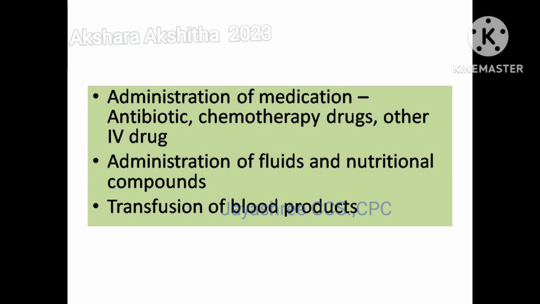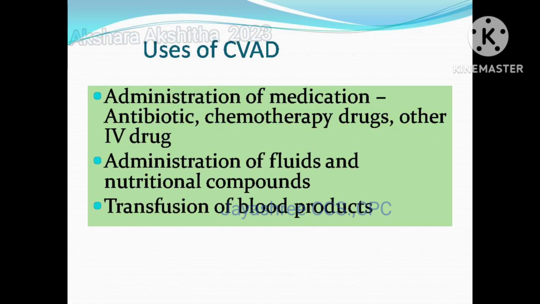Okay guys, let's start our today's topic. So what are the uses of central venous access procedure? It means administration of medication, either antibiotics, chemotherapy drugs or other IV drugs, or any fluid or nutritional components, or transfusion of blood products. For this purpose only, the central or peripheral access they will insert.